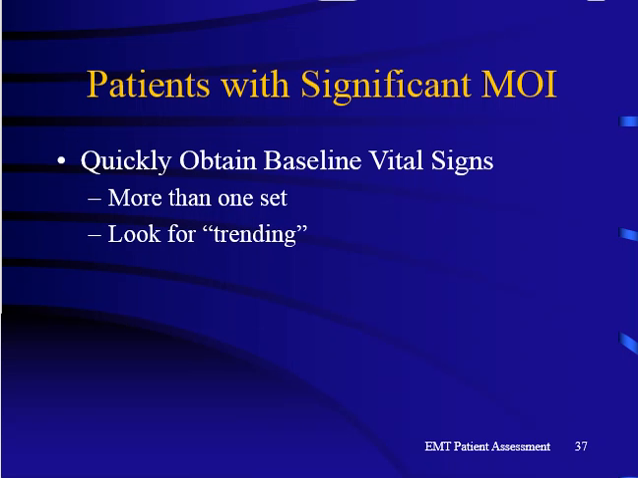Also, the next thing you're going to do anytime you have a significant mechanism of injury, you want to be quick enough and obtain baseline vital signs. More than one set. You're looking for a trend. You want to get trending vitals, so you want to take more than one set. About every 5 minutes for a trauma patient, maybe every 3 minutes depending on what the situation is, but at least a minimum of 5 minutes that you want to get vital signs on the patient.